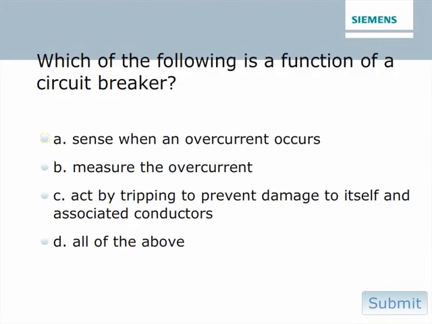Question 5. Which of the following is a function of a circuit breaker? A. Senses when an overcurrent occurs. B. Measures the overcurrent. C. Acts by tripping to prevent damage to itself and associated conductors. Or is it D. All of the above?